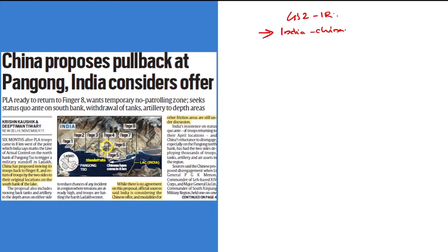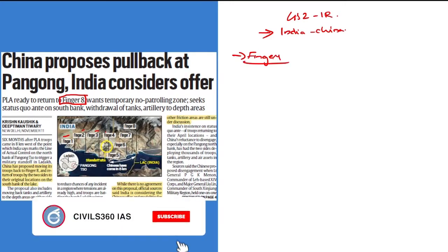That is necessary, and try to identify all the necessary data and also try to get a detailed analysis of the existing standoff between India and China. Okay, this is for GS2 IR. Here there are certain terms referred to as Finger 8, that is Finger 1, 2, 3, 4, 5, 6, 7 and 8. Go through this and get the idea of what these fingers mean in this India-China standoff or the Pangong region.